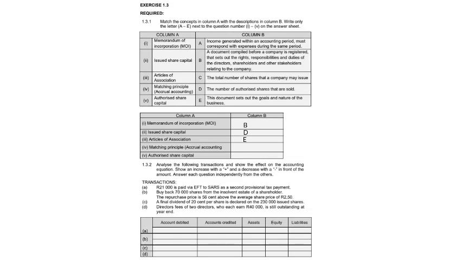Then IV, matching principle or accrual accounting, would be A. Income generated within an accounting period must correspond with expenses during the same period. And then V, authorized share capital would be C, the total number of shares that a company may issue.